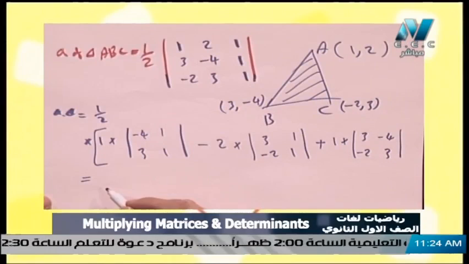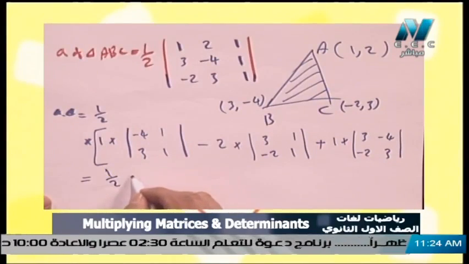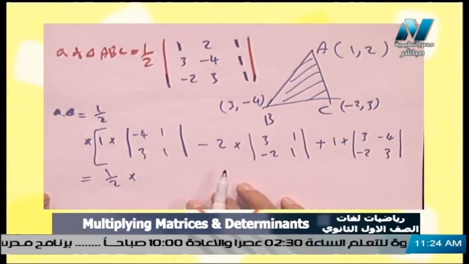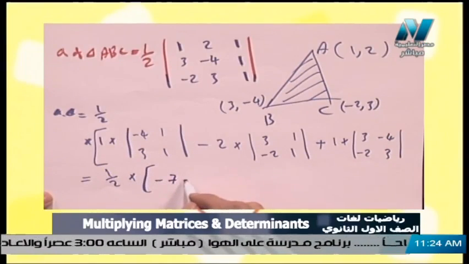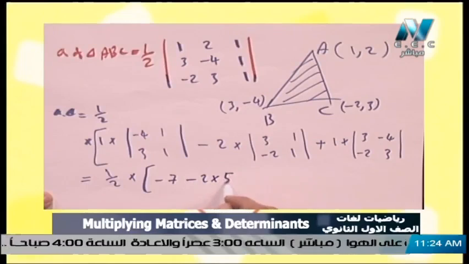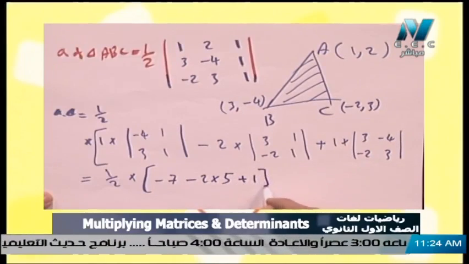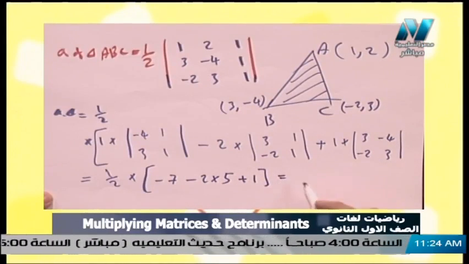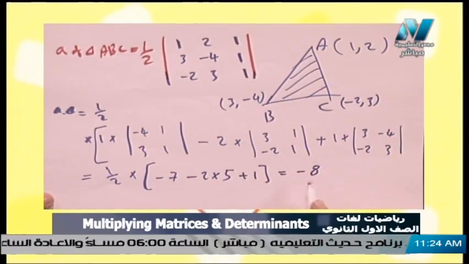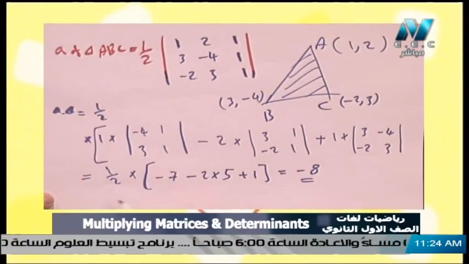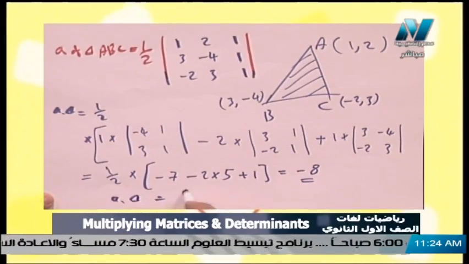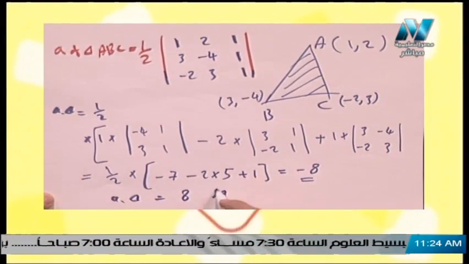Okay, the answer will be half multiplied by, we will find, negative 7 minus 2 times 5 plus 1, and the final answer will be negative 8, but we will take the positive number because it's an area. So the area of the triangle equals 8 square units.